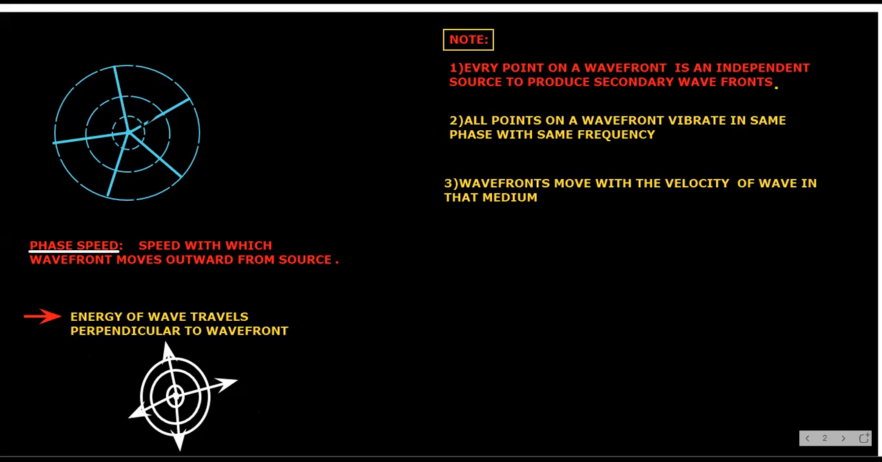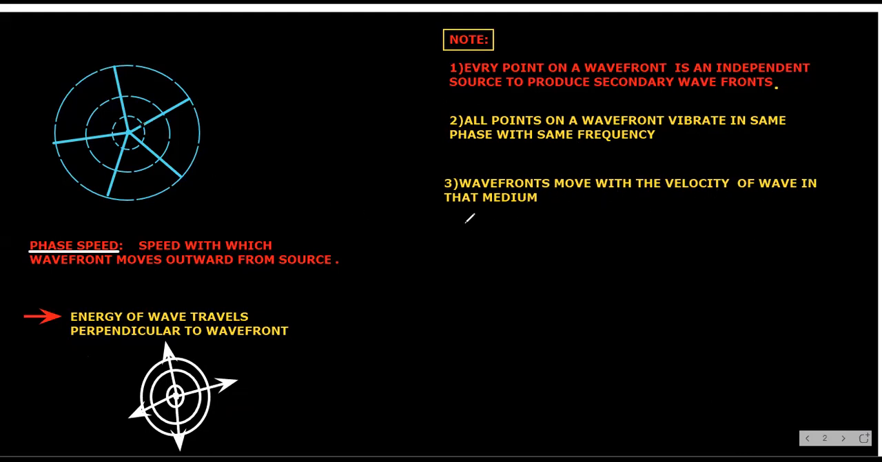Understand? Next one, all points on a wavefront vibrate in the same phase with the same frequency. So all these points you see here have the same frequency and are in the same phase. Whatever particles or points are there, all have the same frequency and the same phase.